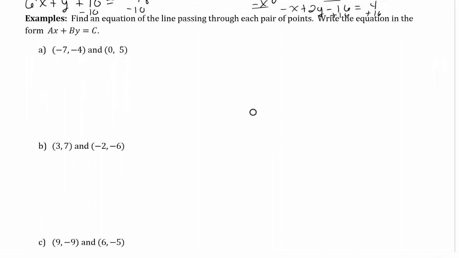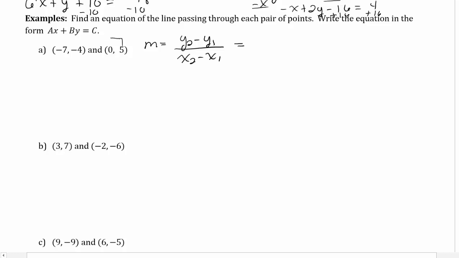So now in these next examples, we're going to be finding the equation of the line that passes through each pair of points and writing the equation in standard form, ax plus by equals c, the same form that we were using before. So before we were always given the slope, now we're not given the slope, so we need to find that first. So the slope of a line is y2 minus y1 over x2 minus x1.